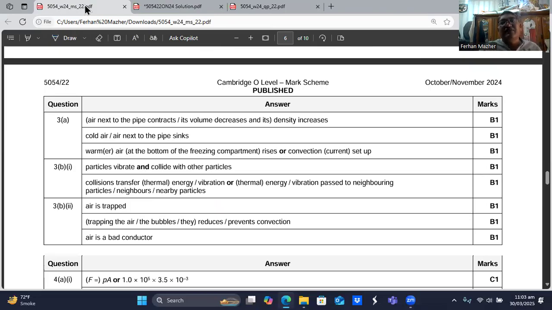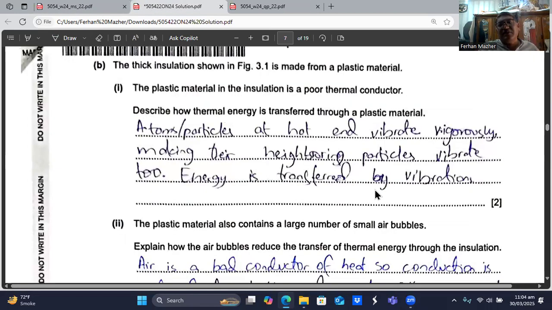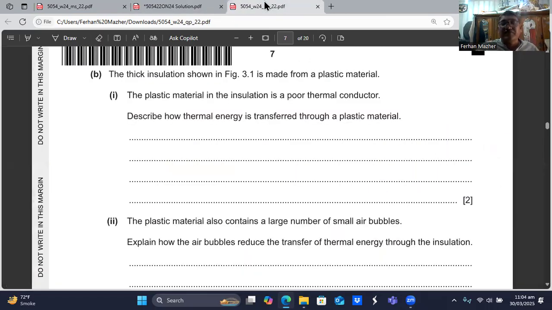The marking scheme says it has 2 marks: 1 mark for saying that the particles vibrate and collide with other particles, and the second mark for saying that the collisions transfer thermal energy, or thermal energy vibration passes to neighboring and nearby particles. My concern is only that you also write the vibration. The amplitude of the vibration will increase.